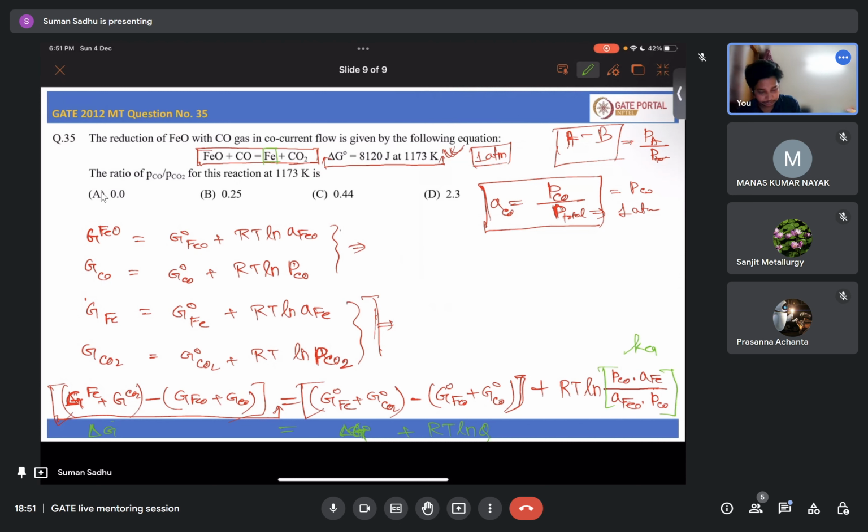On this side also, FeO is also in solid form, right? This is not in the form of gas. So FeO on this side and iron on the other, both are in the solid form. So the activity of FeO and the activity of Fe will be 1. So now we have RT ln Q or K equilibrium. That means this is the ratio of PCO2 divided by PCO, right?